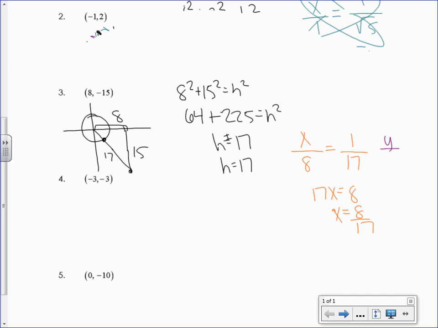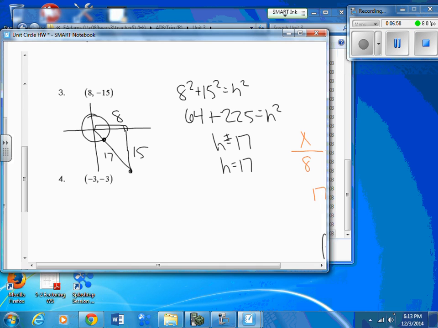Do the same proportions to find my y. The y value of my big triangle is 15. Cross multiply. But I'm in quadrant 4 and y's are negative in quadrant 4, so I've got to make sure that's negative. So your final answer is the point (8/17, -15/17). All right, short and sweet.